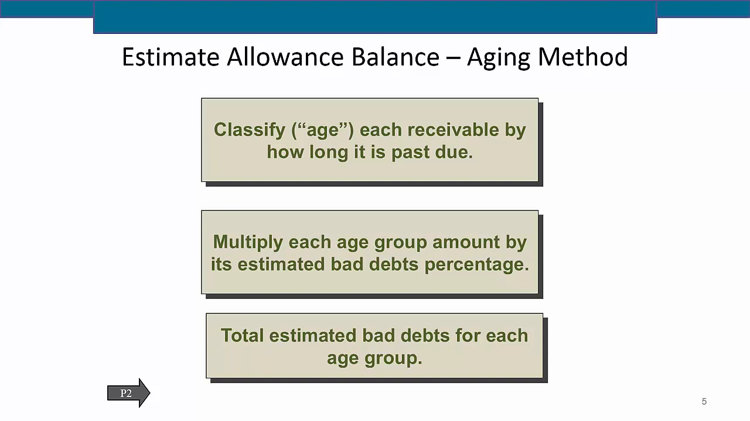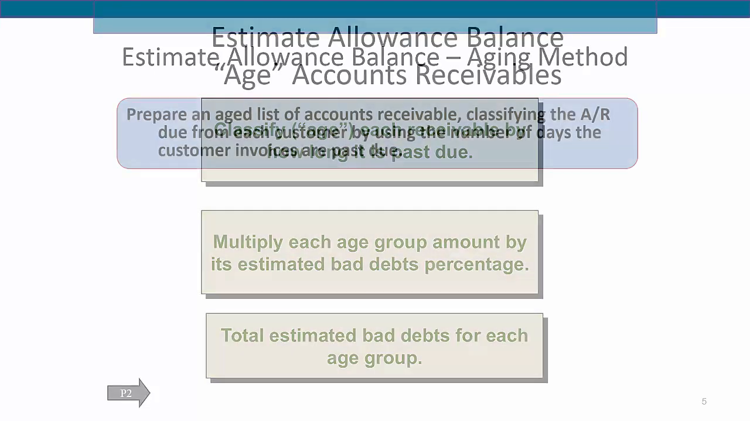Experience is used to estimate the percent of each uncollectible class. These percents are applied to the amounts in each age category, then totaled to get the estimated balance of the allowance for doubtful accounts. Let's look at an example then. Make it real.